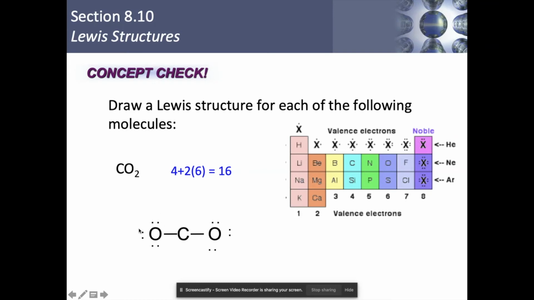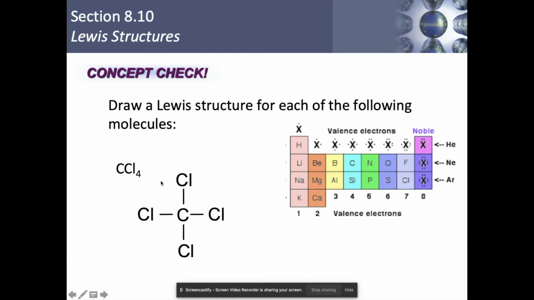Great. This oxygen has an octet. This oxygen has an octet. This poor carbon doesn't, though. So what can I do? I can't add any more dots, but I can add a double bond, add another double bond. Now my carbon here has an octet around it, and so do my oxygens.